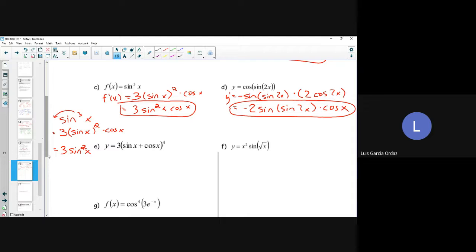And then for the next one, y is equal to 3 times sine x plus cos x to the power of 4. Again, I'm going to use my power rule and then take the derivative of my inside bracket. So I get y prime, putting the 4 down, is 4 times 3, which is 12, times sine x plus cos of x to the power of 3.